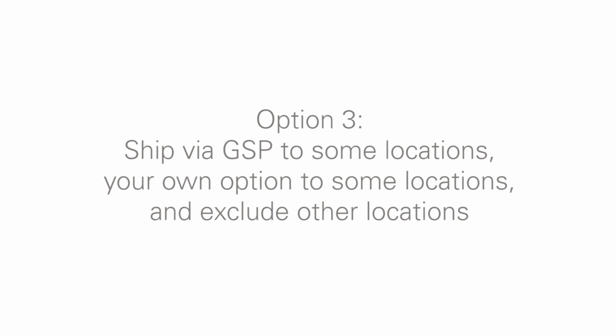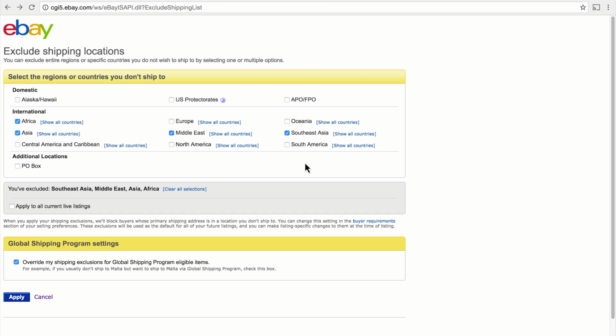If you want to use GSP to ship to certain countries, your own shipping option to other locations, and you want to exclude others, follow the steps already outlined in this video and just remember to uncheck Override My Country Exclusions for GSP-eligible items. Also, the Ship To countries for your own options must be different from the countries in your exclusion list. And that's all there is to it.